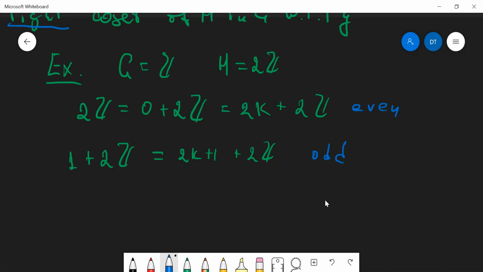No, the cosets are not subgroups. For example, here the subgroup itself forms a coset. So this is a subgroup, but all other cosets are not subgroups. So 1 times H is the only coset which is a subgroup.